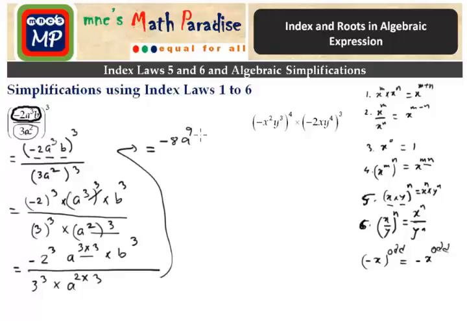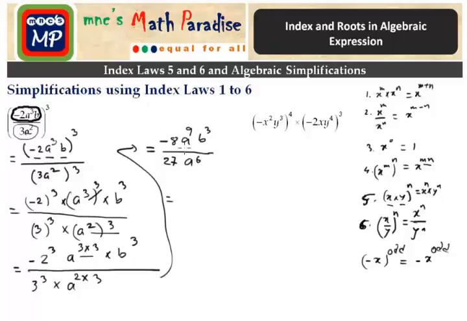B to the power 3. Divided by 3 to the power 3: 3 times 3 is 9, 9 times 3 is 27, so 3 cube is 27. And a to the power 2 times 3 is a to the power 6.